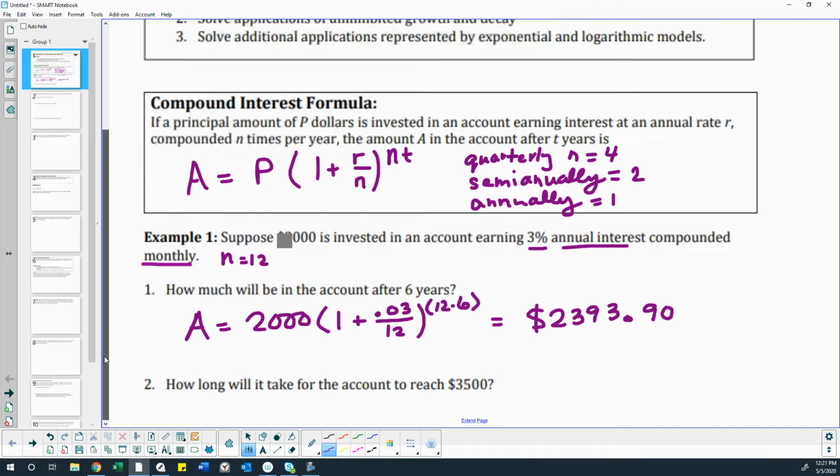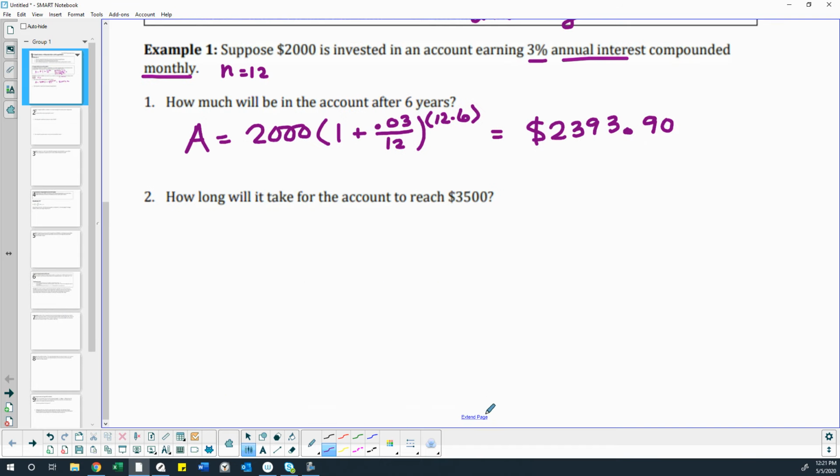Okay, now we're going to use this to go backwards. How long will it take for the account to reach $3,500? So now we know the amount, and we're trying to find out how long that's going to take. We've got the same information here, other than we do not know the number of years. And obviously, it's going to be quite a bit more than 6 years.